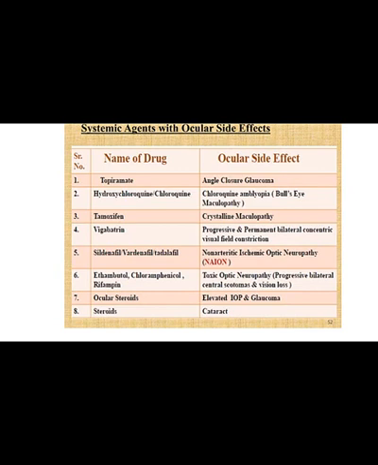Now, ethambutol, chloramphenicol, and rifampicin. Ethambutol is usually used in tuberculosis. It is very important, and it causes toxic optic neuropathy, with progressive bilateral central scotomas and visual loss. Oral steroids can cause elevated intraocular pressure leading to glaucoma and cataract formation.